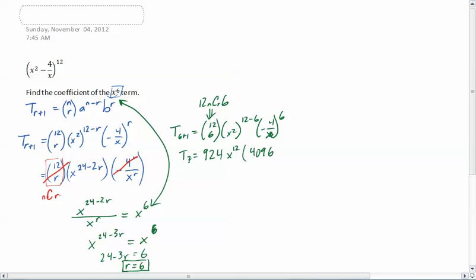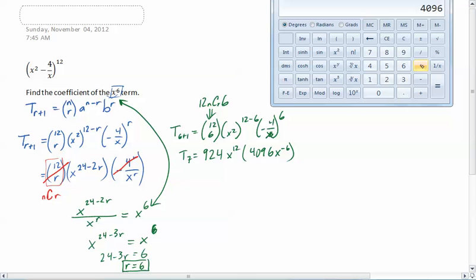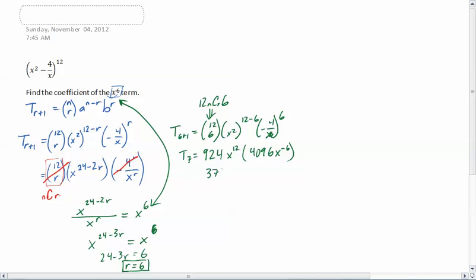Now this would be over x to the 6th, so x to the negative 6. And now I'll put all that together. So I'll go 4096 times 924, which is that long number, 3,784,704. And I put those together and I get x to the 6th. The question is the coefficient. There you go, 3,784,704. That is a 4 at the end there. All right, so there we found it using the equation.